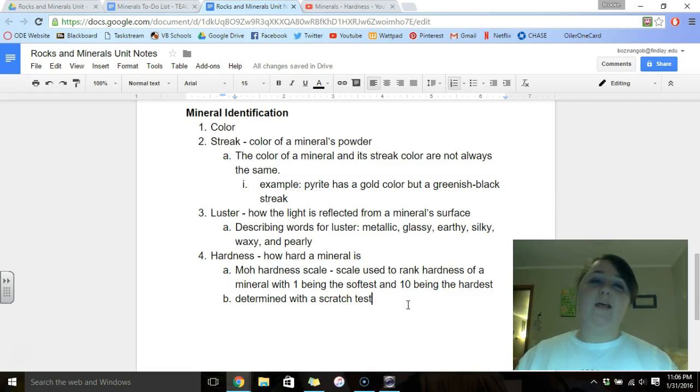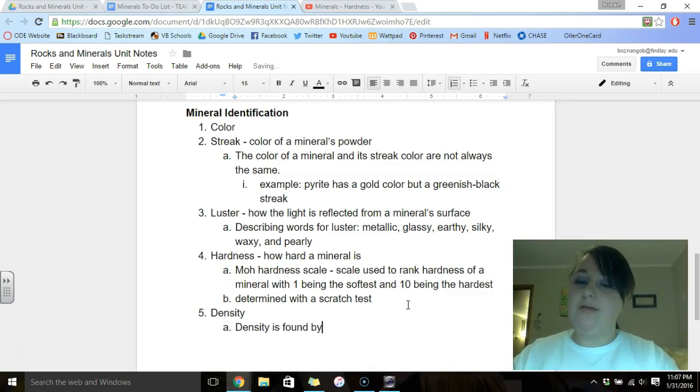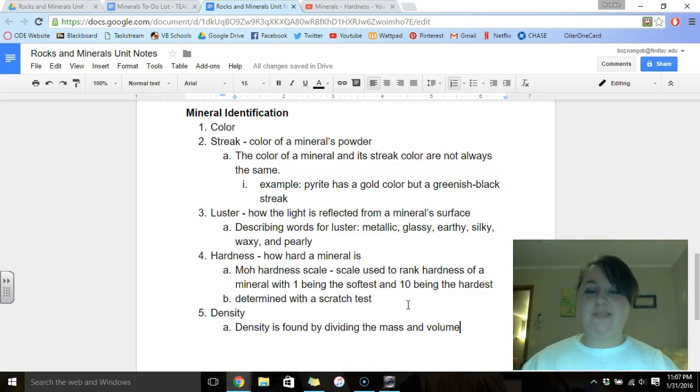So back to our notes. Again, like I said in the hardness video, I'm not going to put a date for this one because I don't want to break up my mineral identification. The next is density. And underneath density, I'm just going to put: density is found by dividing the mass and volume. Just so I remember when I look back on my notes that density is found mass divided by volume equals density. That makes sense, right?